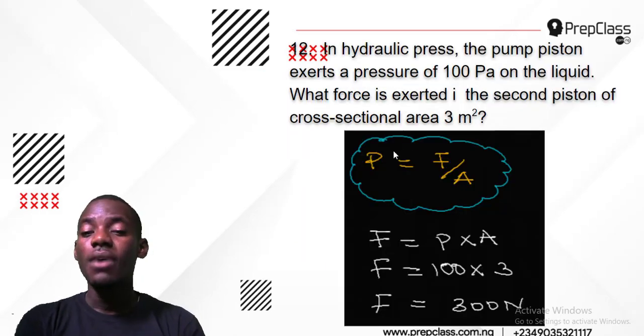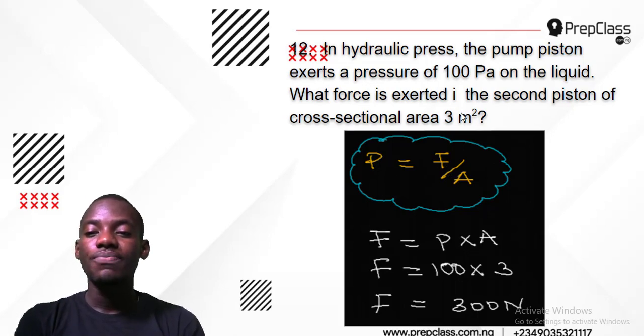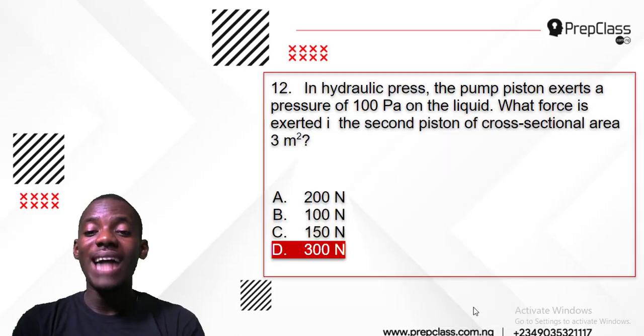Now the pressure formula says force over area, right? For any pressure question, pressure is always force divided by area, and in this case the pressure is force over area. So I'm to find the force. I will cross multiply, and that will give me force equals pressure times area. My pressure is 100 Pascal and the area is 3, and that will give me 300 Newton. And that is the answer.